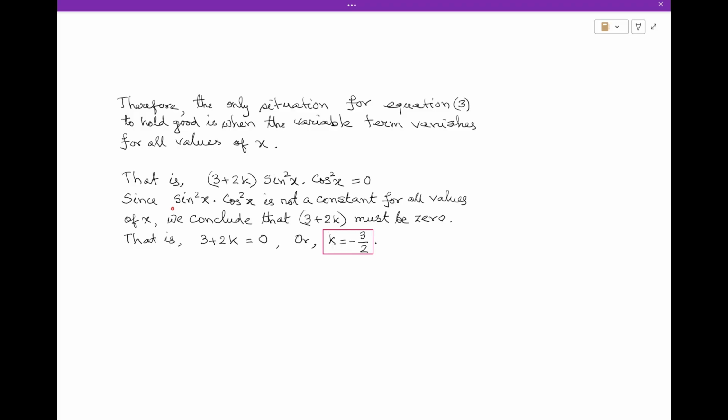Since sin square x multiplied by cos square x is not a particular constant for all values of x, we conclude that the term 3 plus 2k must become 0. That is, 3 plus 2k is 0, or k is equal to minus 3 by 2. That is the answer.